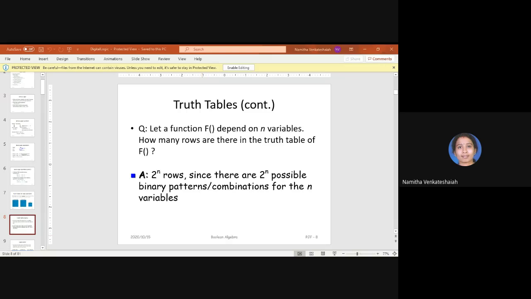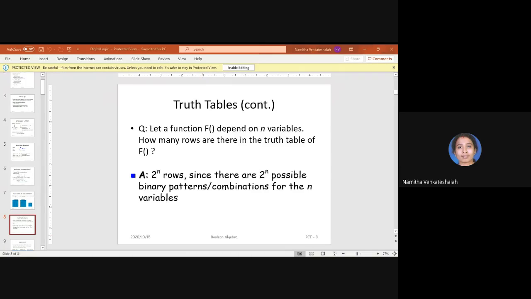Why 8? Is it 8? 4 variables means it is 2 power 4. Correct. 2 power 4. 2 power 4 is how much? 16. So in general, if n variables are there, for n variables, the truth table will have 2 power n.